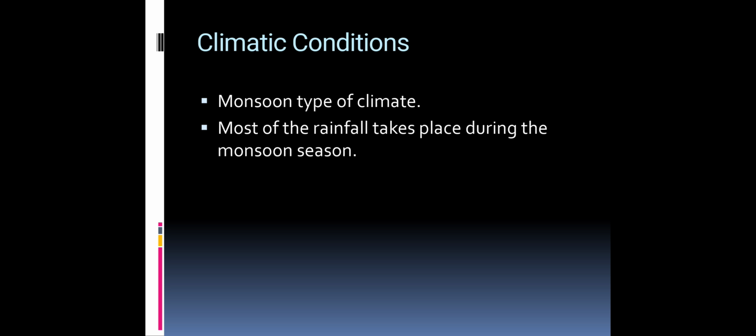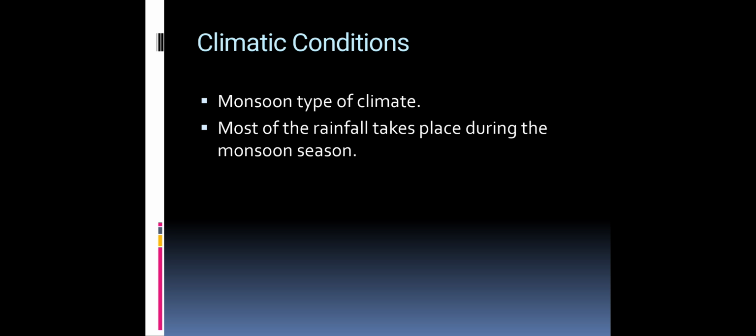So, what did you understand about the climate of the Ganga Brahmaputra basin? First of all, it experiences monsoon type of climate. What is monsoon type of climate? Hot summers, wet monsoons and cold winters. Then most of the rainfall here takes place during the monsoon season only. And the climate here is tolerable in all the seasons. Clear?